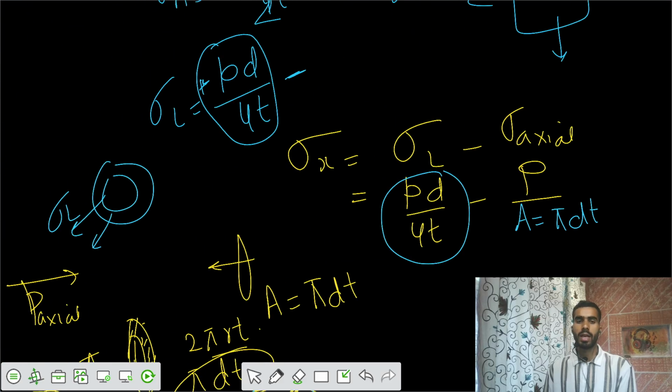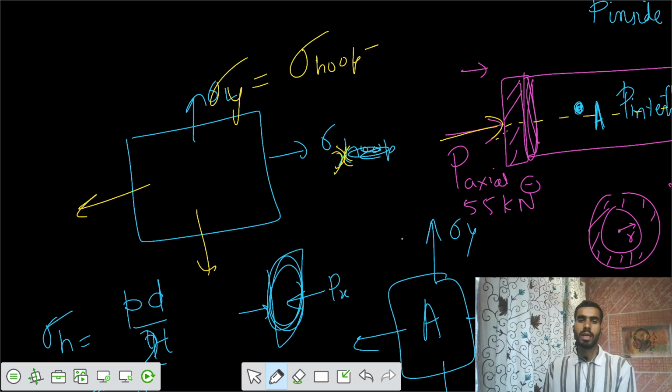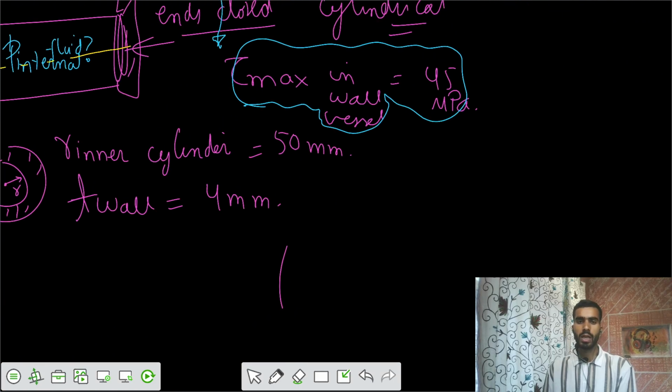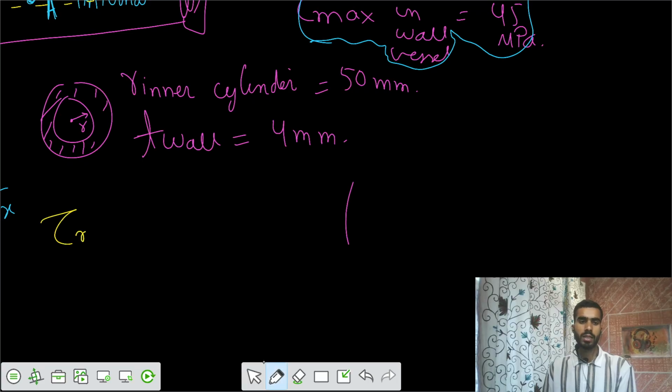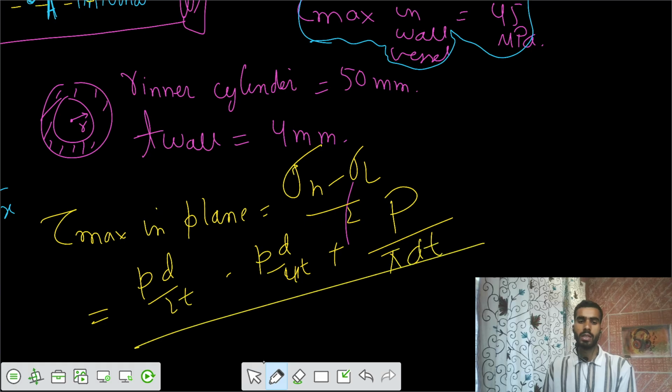So you have this equation for sigma in the x direction, and in the y direction we take sigma as sigma hoop, that is PD by 2T. So we got these two values, and we know tau max in plane. Can we calculate that? Tau max in plane equals (sigma hoop minus sigma long) by 2, and we can write those values: (PD by 2T minus PD by 4T plus capital P by pi dt), divided by 2.